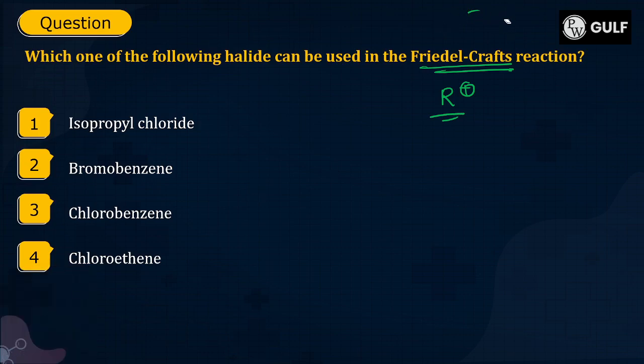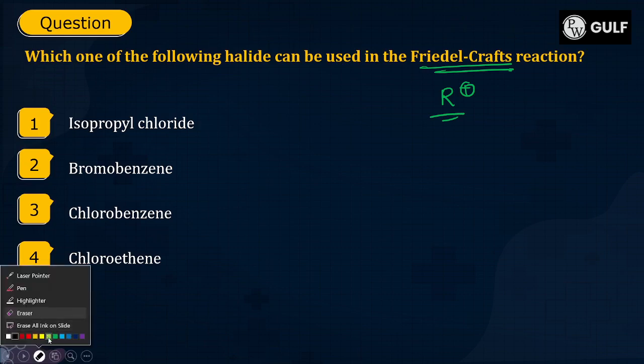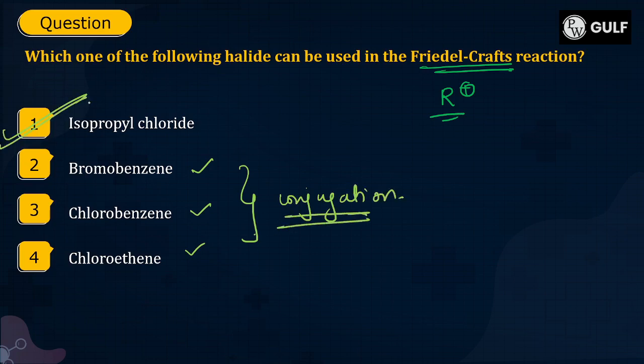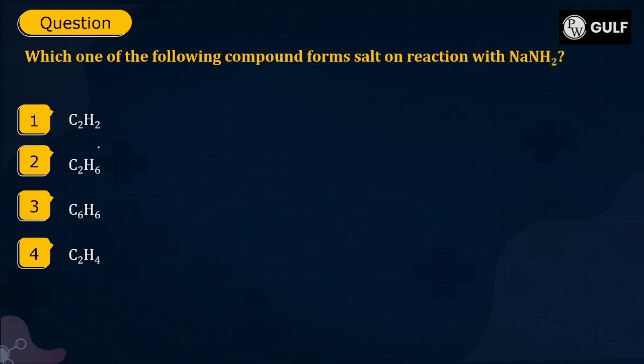No, not electrophilic. It's only in the case of benzene that it is electrophilic. But Friedel-Crafts reaction needs to form a carbocation. Now, in the case of bromobenzene, chlorobenzene, and chloroethene, in all these cases, we will not have a carbocation because there is conjugation. So the presence of carbocation is not possible over here. Whereas over here, for isopropyl chloride, that is CH3, CH, CH3Cl, this can definitely form a carbocation. Thereby, this will show the reaction.